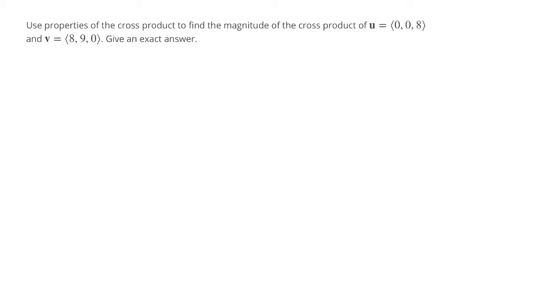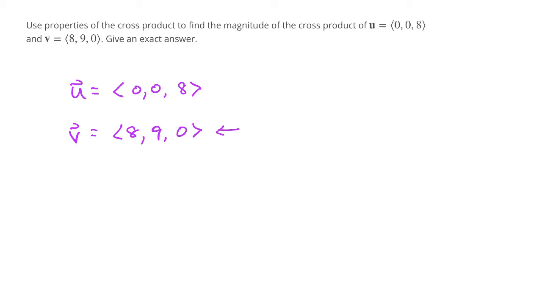So what we have in this problem is that we're asked to use the properties of the cross product to find the magnitude of the cross product of a vector u and a vector v. What's special about this particular case is what we notice about the vectors u and v. For our vector u, we have 0, 0, 8, and for our vector v, we have 8, 9, and 0.